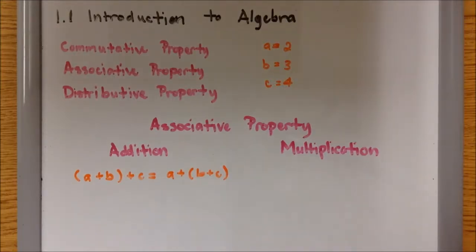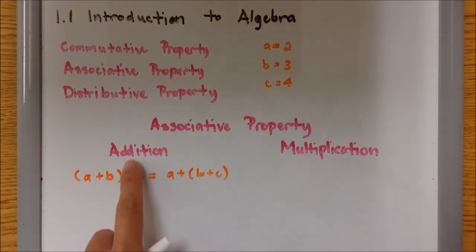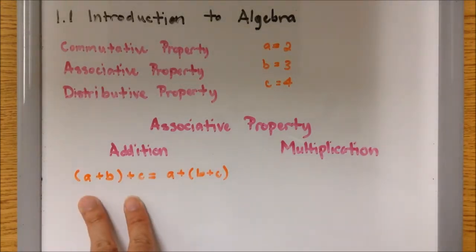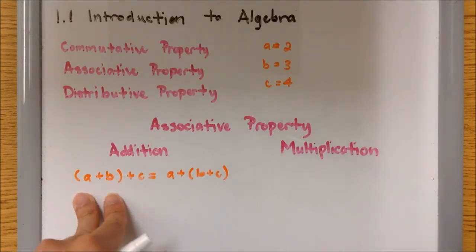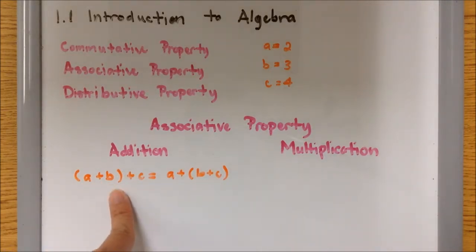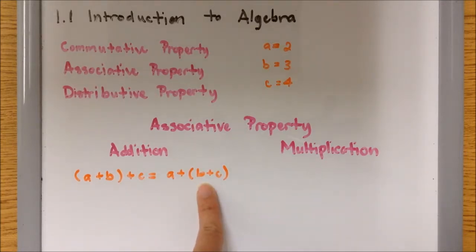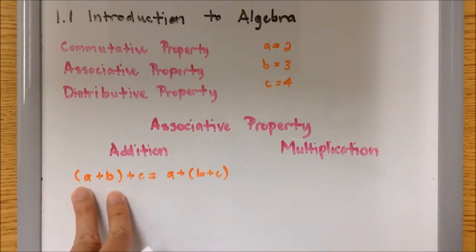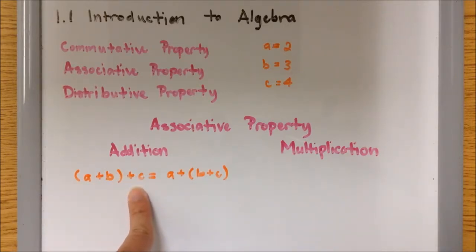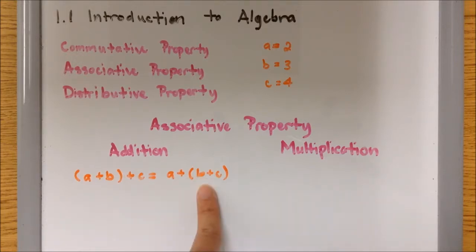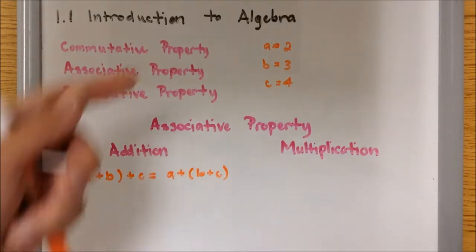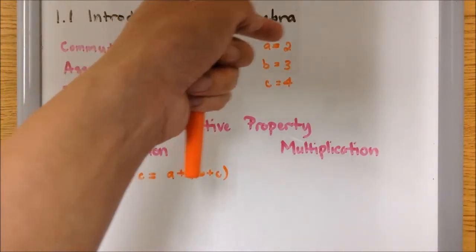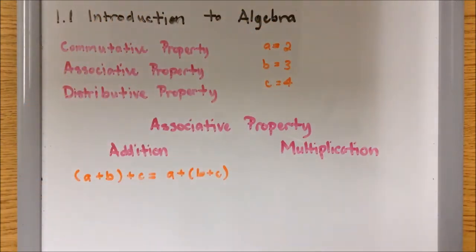Next, we're going to talk about the associative property. So first, we're going to cover addition. In addition, the associative property is the parenthesis of A plus B, then plus C, is equal to A plus parenthesis of B plus C. Or should I say, the sum of A plus B, plus C is equal to A plus the sum of B plus C. So using the same values, A is 2, B is 3, C is 4, we're going to plug in the values.